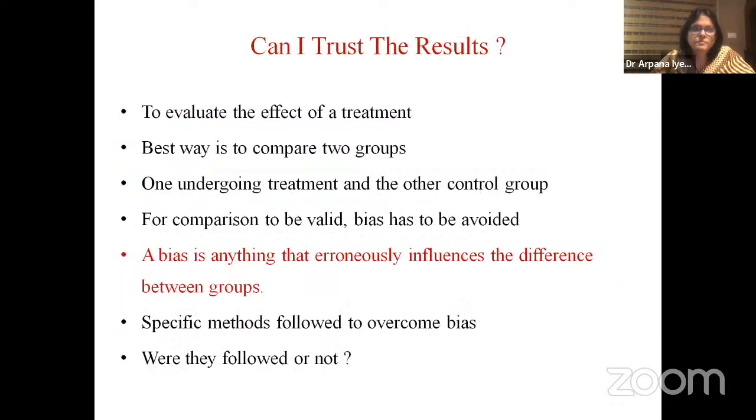So the first question is, can I trust the results? As discussed earlier, to evaluate the effect of a treatment, the best way is to compare two groups, one undergoing treatment and the other a control group. For comparison to be valid, bias has to be avoided. A bias is anything that erroneously influences the difference between groups. There are specific methods followed to overcome bias. So in this trial, or in any RCT for that matter, were those specific methods followed to overcome bias, and what are the different biases we know? We have to see whether those specific methods were followed to overcome such bias.